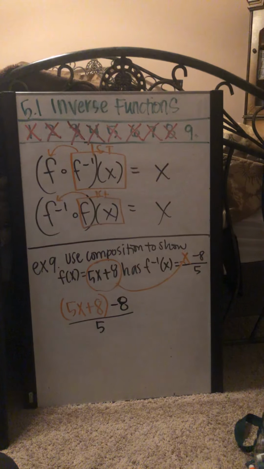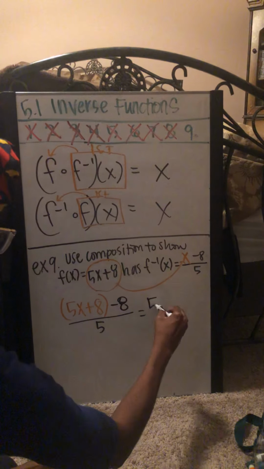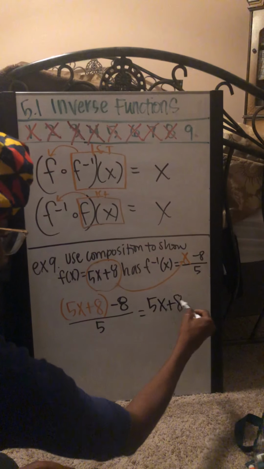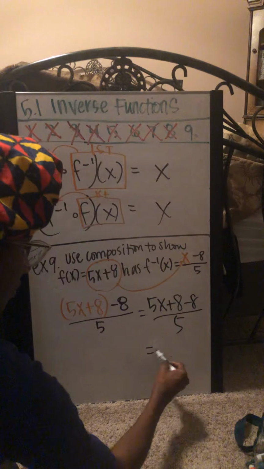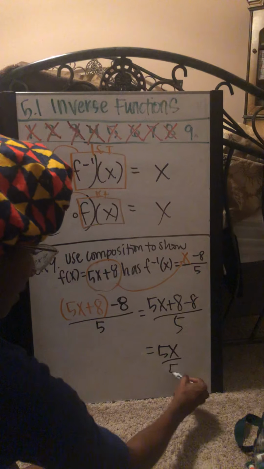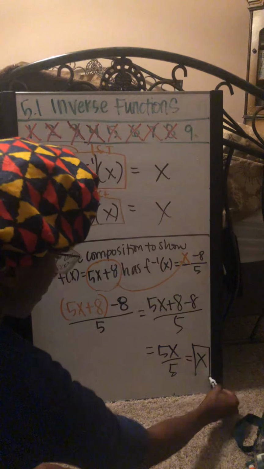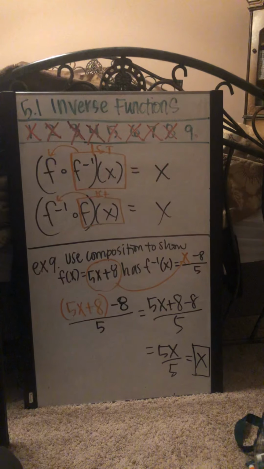Okay? So to get rid of parentheses, we check the power of the distribute. There's nothing anywhere, so we can just drop it. So we have 5x plus 8 minus 8 over 5. These 8's will cancel, so we have 5x over 5, and those 5's will cancel, and we're left with x, so it worked, okay? Now, you can do it the other way if you want to.